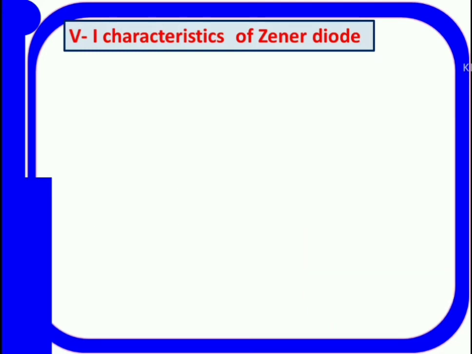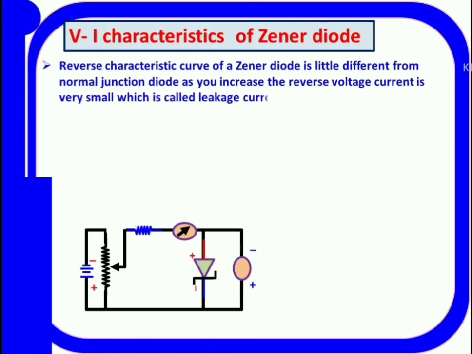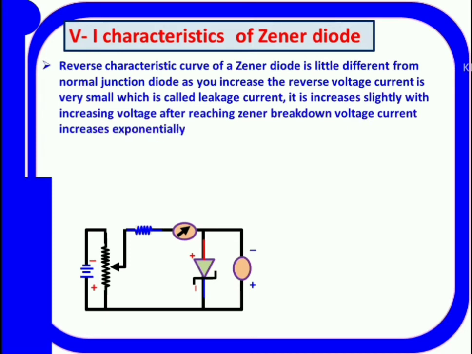Next, reverse bias characteristics. For reverse bias, we have to connect the battery negative terminal to the P type and positive terminal to the N type. The reverse characteristic curve is a little different from the normal diode. As you increase the reverse voltage, current is very small due to minority charge carriers, which is called leakage current. After reaching the Zener breakdown, current increases exponentially to a large value. This breakdown is called Zener breakdown. The voltage at which this breakdown is occurring is called Zener voltage. After this voltage, the voltage drop across the Zener diode is almost constant.